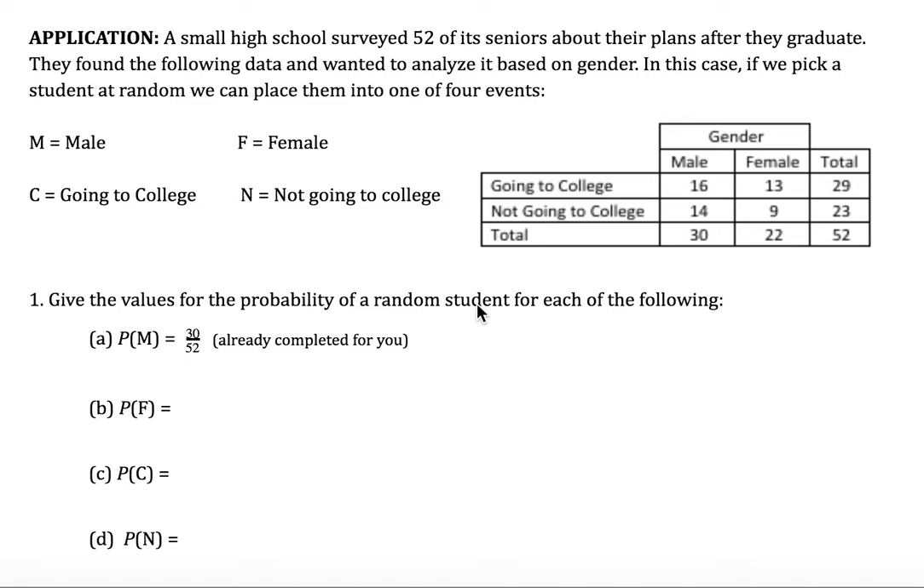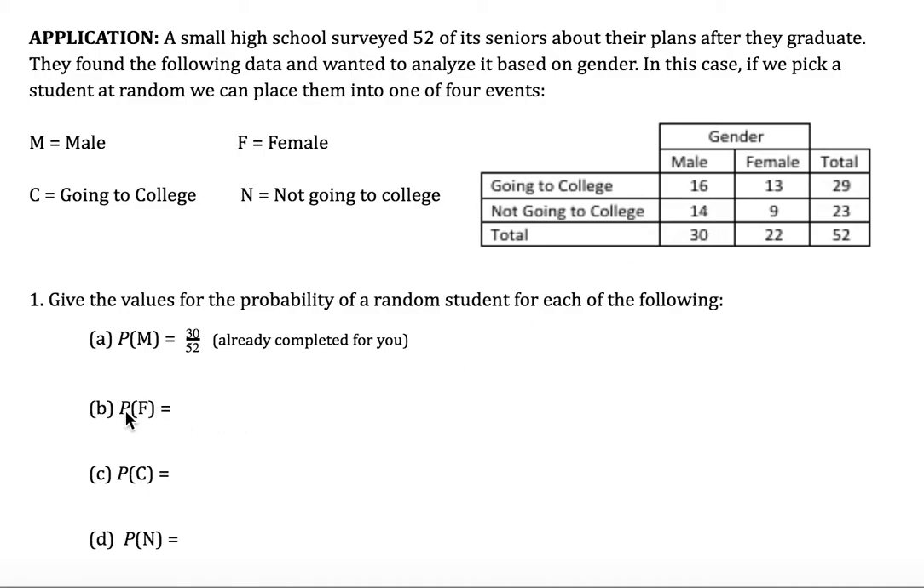For number one, give the values of the probability of a random student for each of the following. I've already completed the first one. P of M means the probability that the student is a male. So our sample space is the 52 students that were polled, and there are a total of 30 students that were male. Whether they were going to college or not going to college, 30 were male.